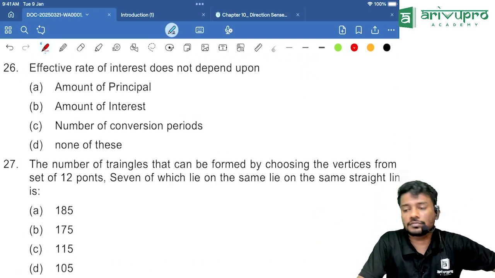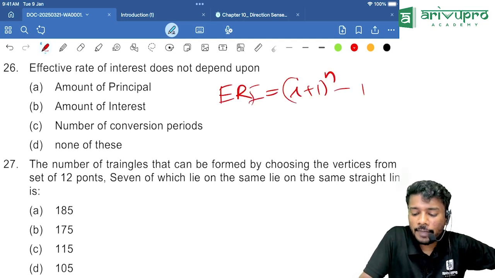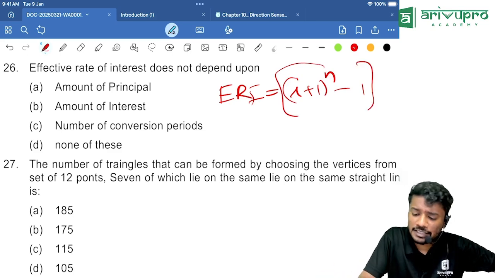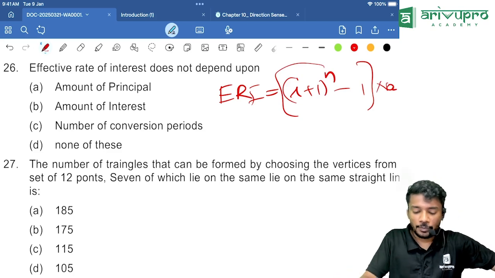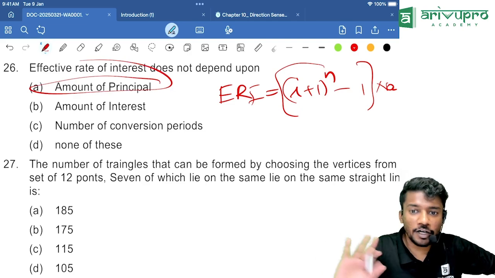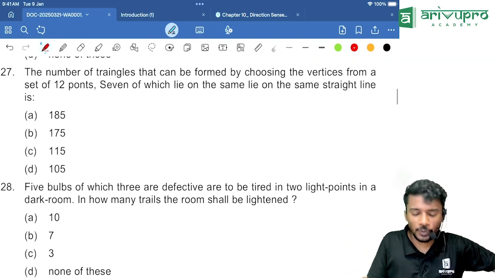Principal. What is the formula of ERI? ERI is equal to (1 plus I) the whole raised to N, minus 1. That is all right. Percentage ERI is into 100. So here who is not there? Principal is not there, everyone else is there. So ERI is not dependent on principal. Now the next question. Very good question.